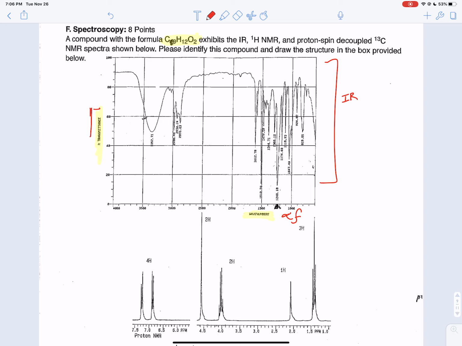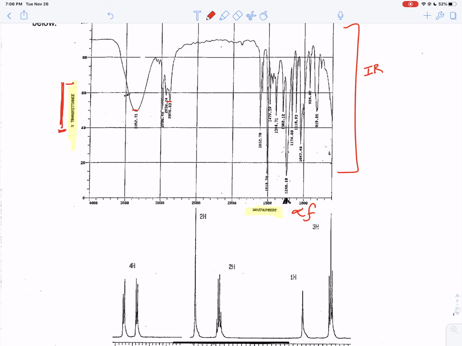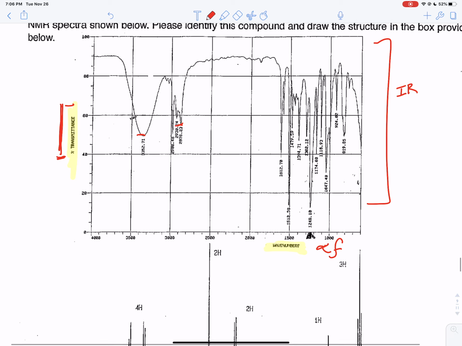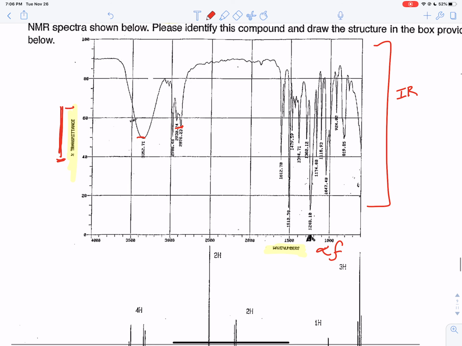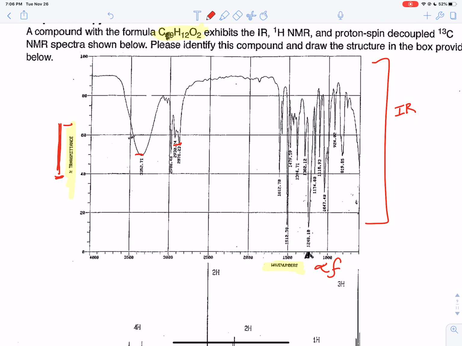Percent transmittance. If you were to put little lines across here, can you guys see? As the percent transmittance goes lower, that means the percent absorbed is higher. Does that make sense? So now let's look at our absorptions that are present.